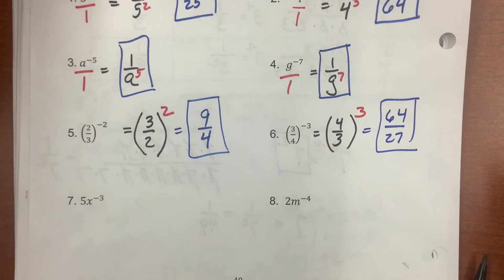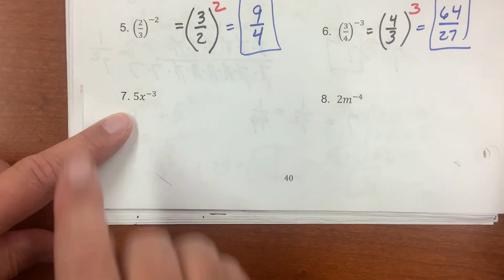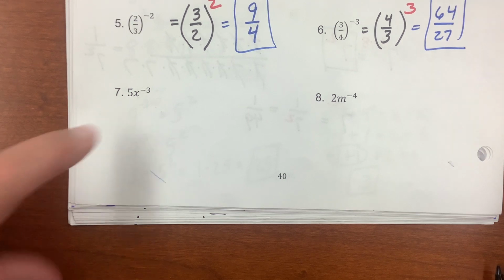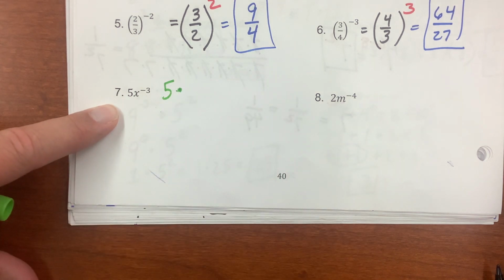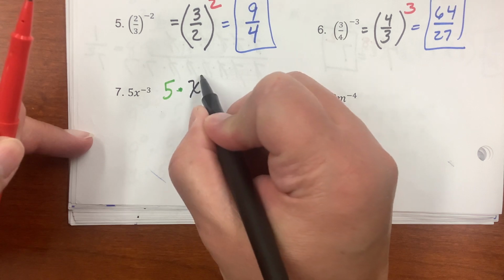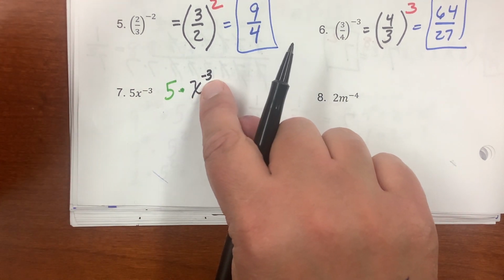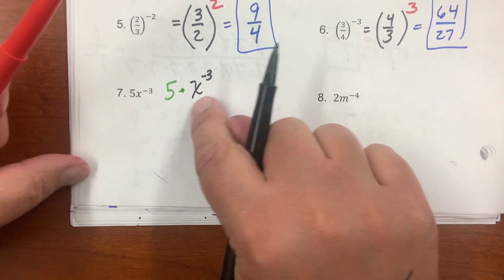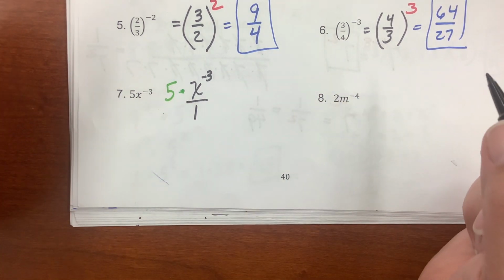Now, the fun part. Look at this. This has a coefficient, a base, and an exponent. And remember, the coefficient, 5 times x to the -3rd power. So that means that the base is x to the -3rd power. So I'm going to make the base a fraction, just x to the -3rd power. I'm going to make this part a fraction.